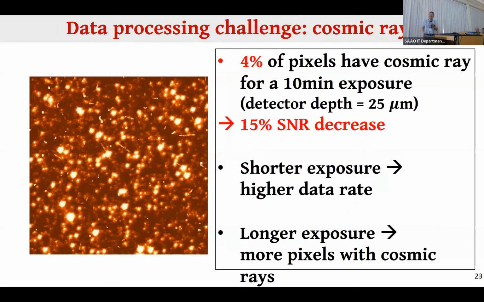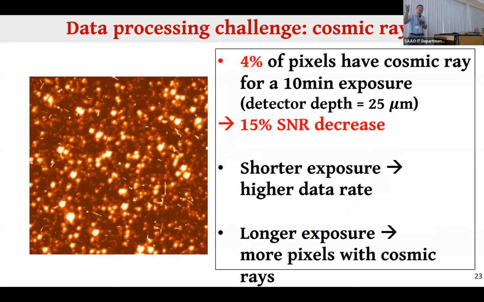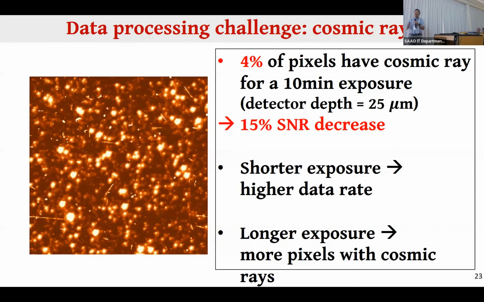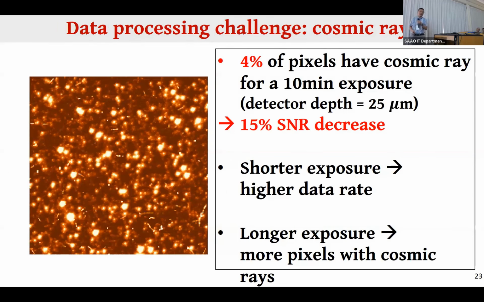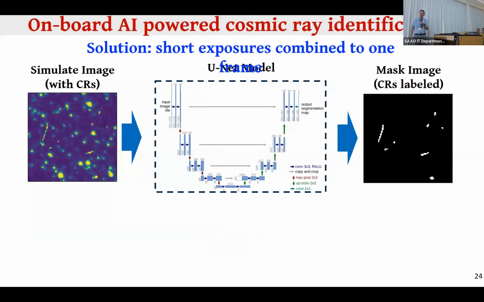So data processing is a challenge. In particular, at L2, we expect cosmic rays to be very significant. So maybe 4% of pixels will have cosmic rays in a 10-minute exposure. This will decrease the signal-to-noise ratio by about 15%. And the difficulty is, if we have short exposures, we then will have a higher data rate. Of course, the cosmic rays will be reduced. And with long exposures, we have more pixels with cosmic rays. And eventually, we decided to address this issue with onboard machine learning algorithms.